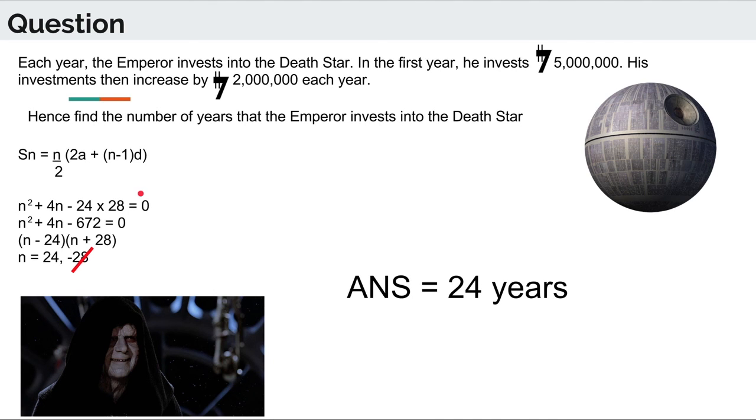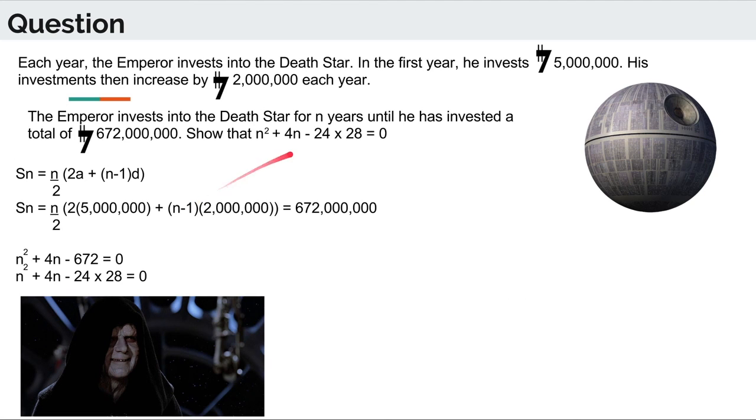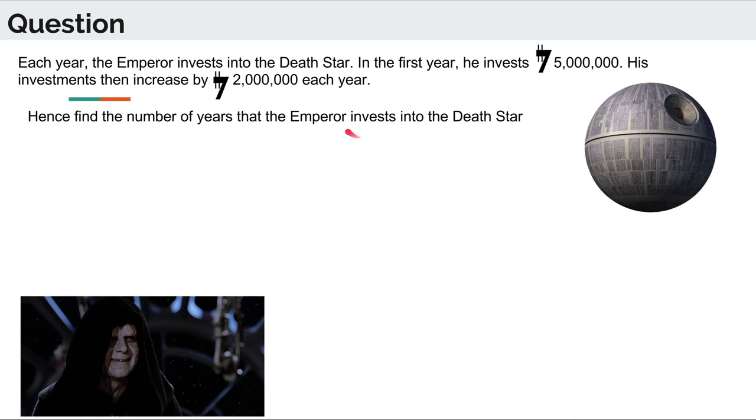Now, even if you could not do the second part of the question, you can still do the third part, because in the second part of the question, it gave you n squared plus 4n minus 24 times 28, which you could have used easily in the third part of the question.